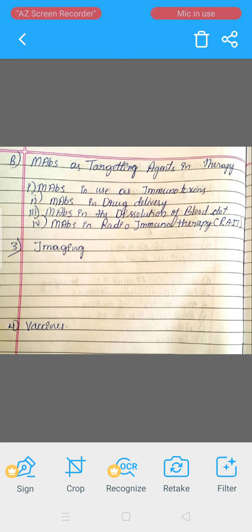And second one, monoclonal antibodies in drug delivery. In general, the drugs are less effective in vivo. In vivo means in the living body, when compared to in vitro. In vitro means in the laboratory when tested with cultured cells. This is mainly due to the fact that a sufficient quantity of the drug does not reach the target tissue. This problem can be solved by using tissue-specific monoclonal antibodies.